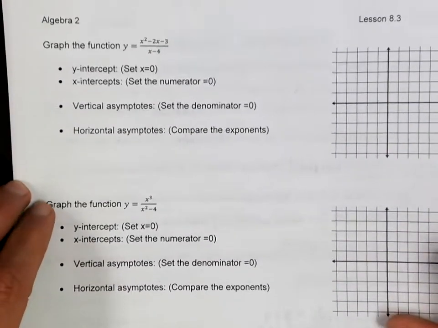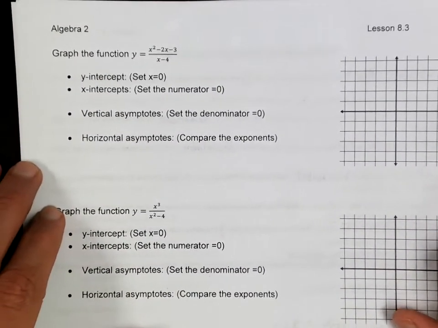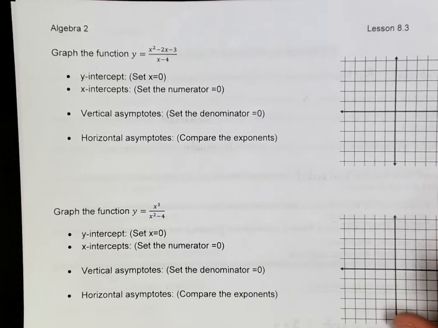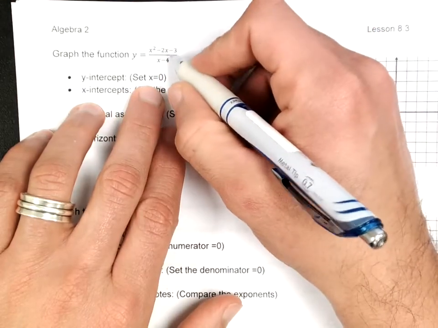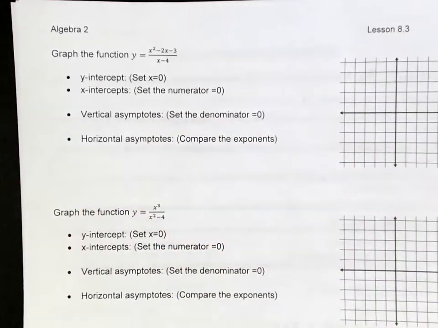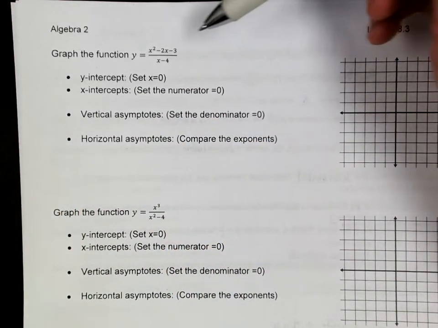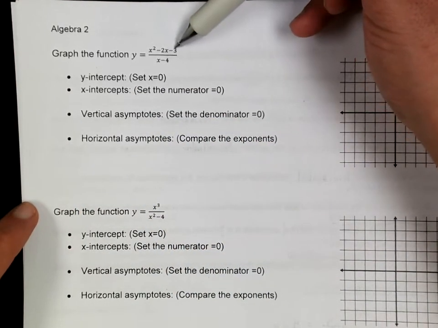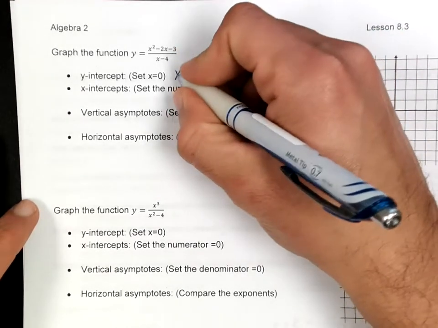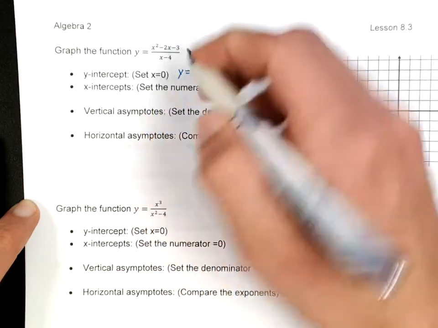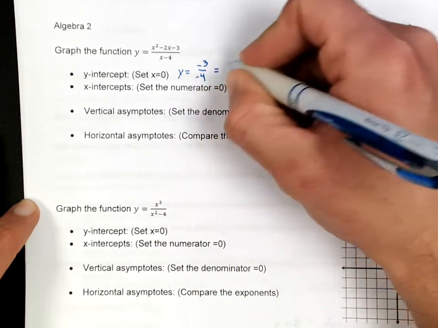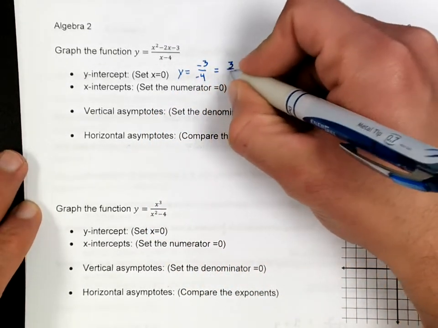Alright, so on this one I'm going to go through a little faster. If you kind of get it, you may want to fast forward as I'm talking here so you can get through it faster. But in this case, if I set every x equal to 0, that would give me 0 here, 0 here, and I would end up with a -3 on the top. Now on the bottom, if I plug in a 0 here, I end up with a -4. So in this case, my y-intercept is positive 3 over 4.